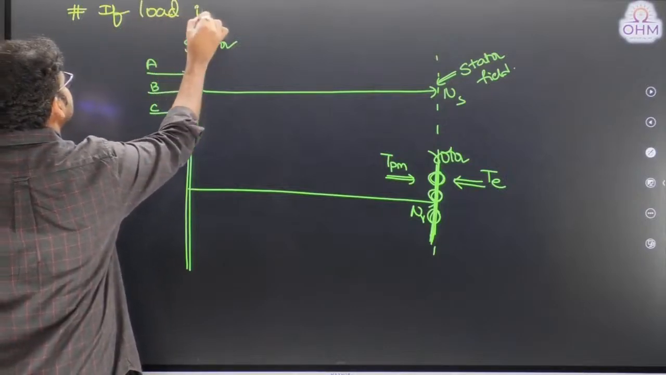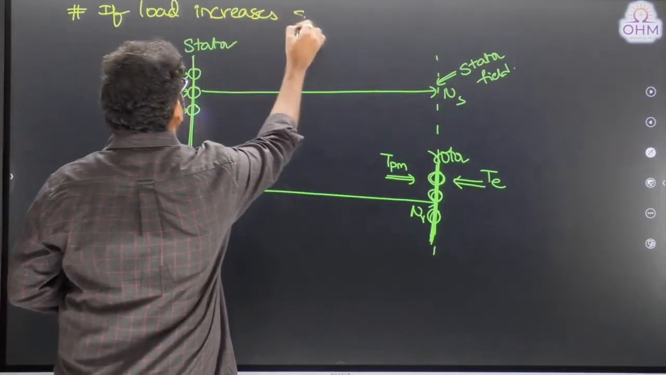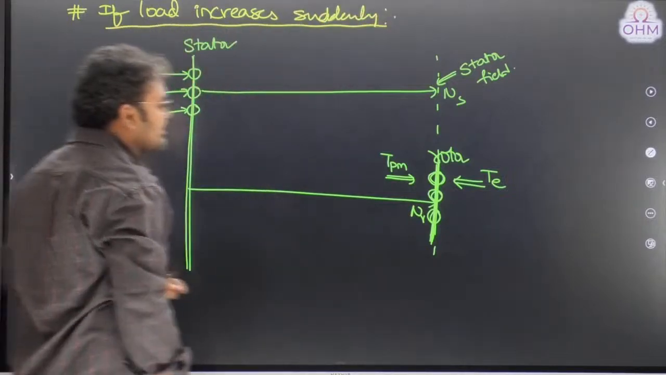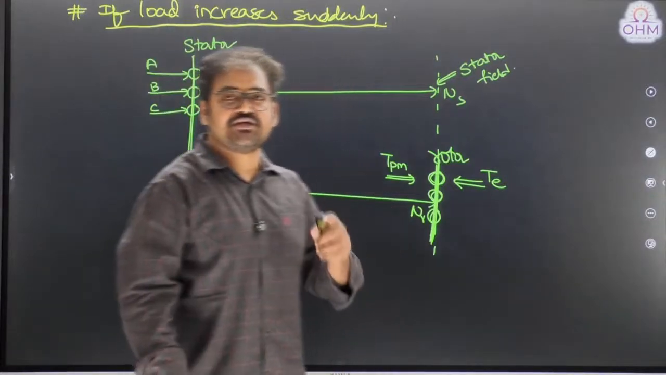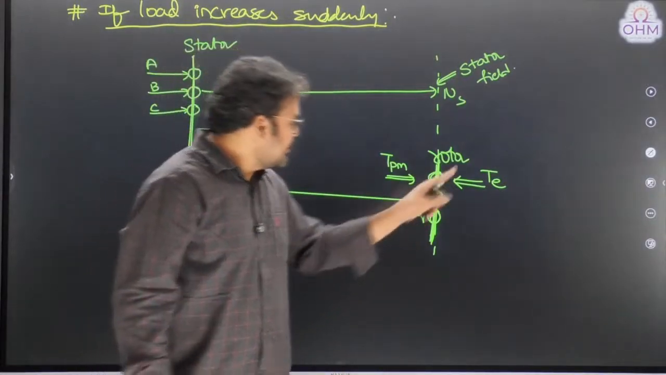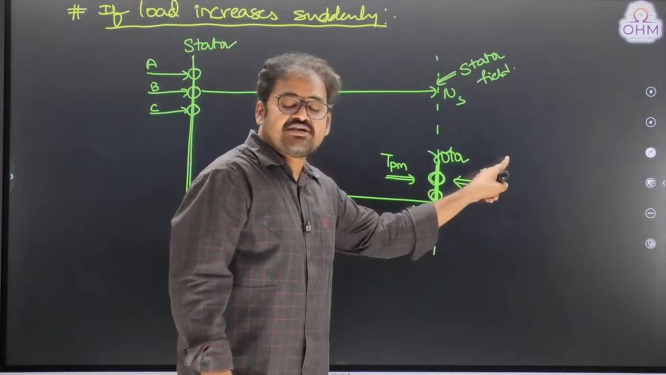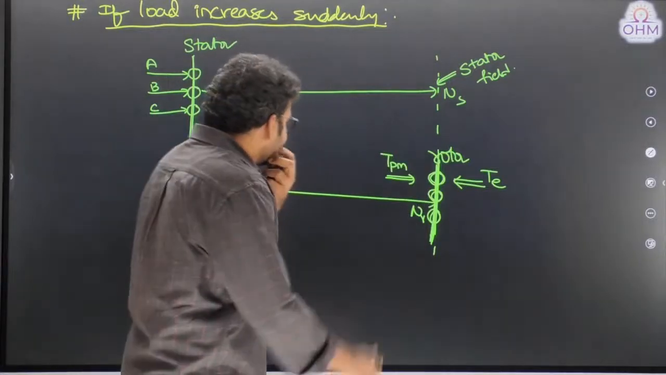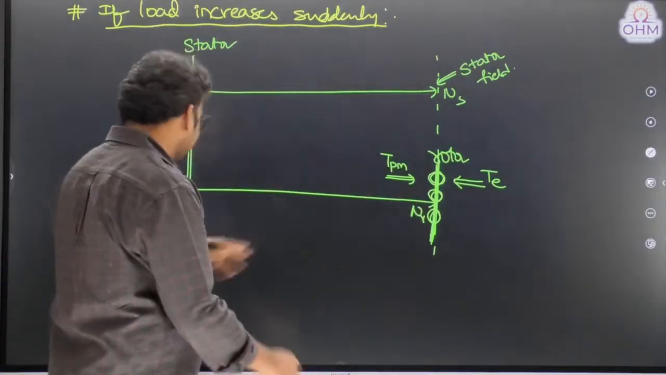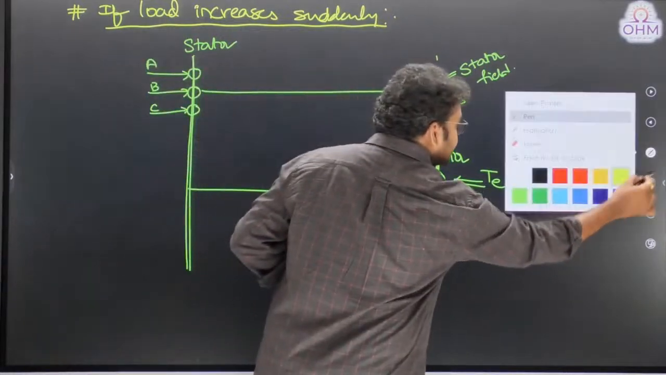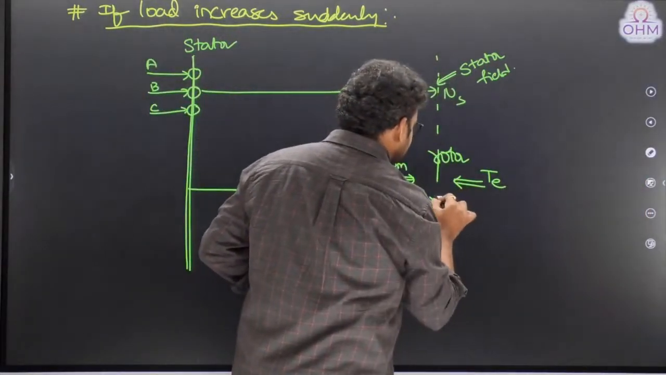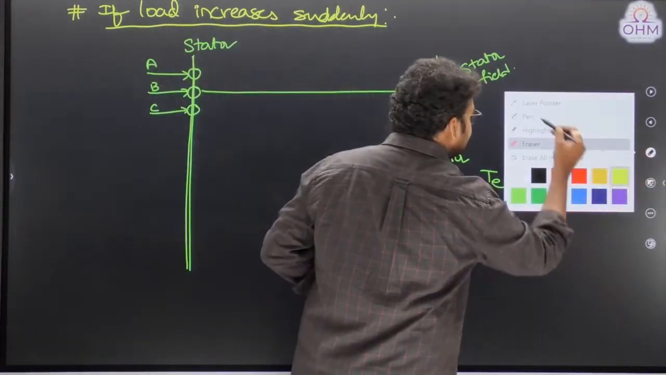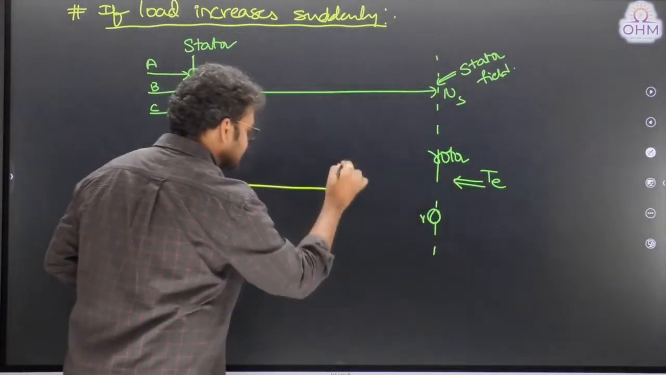If load increases suddenly, it means opposition torque increases suddenly. The moment opposition torque increases, the machine will experience deceleration. Therefore, what happens to rotor speed now? It decreases. Therefore, the rotor will not rotate exactly at synchronous speed. It will now rotate at a speed less than synchronous speed.